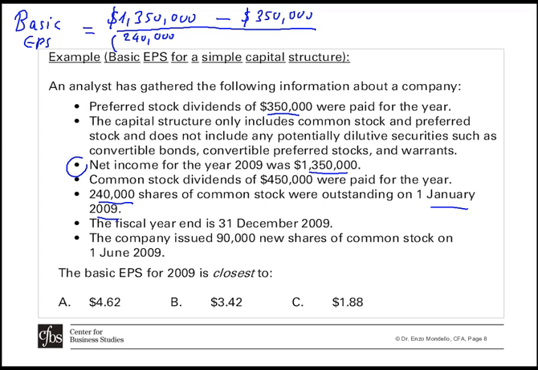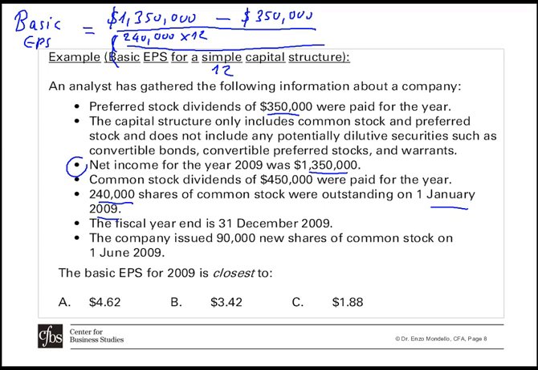And now to calculate on average how many common shares are outstanding during the entire year, we have to multiply the 240,000 shares by 12 months, and afterwards we have to divide that by 12 months. So that's how we can calculate on average how many shares were outstanding during the year. Therefore, 240,000 shares were outstanding during the year. Then we know the company issued 90,000 new shares of common stock on 1st of June.